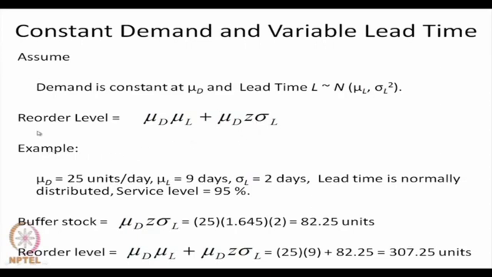We take an example. Suppose the demand is 25 units per day and L has a mean value of 9 days, but it has a standard deviation of 2 days, and the lead time is normally distributed. And suppose that the service level is 95%, then the buffer stock is, just apply this one, mu d z sigma L. z is 1.645 from the normal distribution table, sigma L is 2 days and mu d is 25 units, that comes to 82.25 units. The reorder level is the expected demand, that is 25 into 9, which is 225, plus 82.75, that makes it 307.25 units. So, this is the case of constant demand and variable lead time.